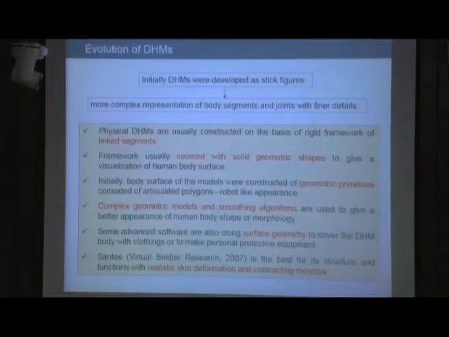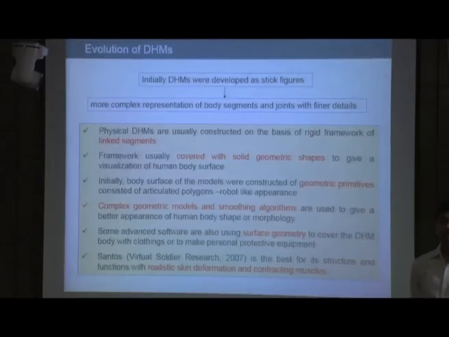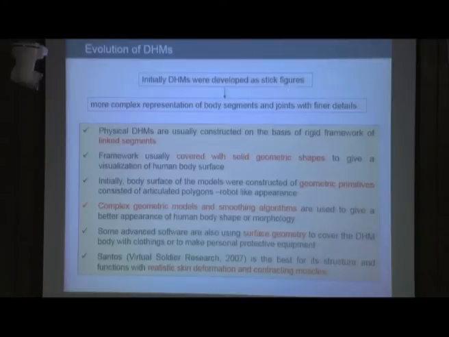Now, the evolution of digital human models. When this digital human model started and how it evolved year after year. If we look, initially digital human models were developed as stick figures. More complex representations of body segments and joints with finer details gradually came. Next, physical digital human models were usually constructed on the basis of a rigid framework or link segment. The framework was usually covered with solid geometric shapes to give visualization of the human body surface. So initially it is a rigid framework of link segments, then gradually solid geometric shapes.